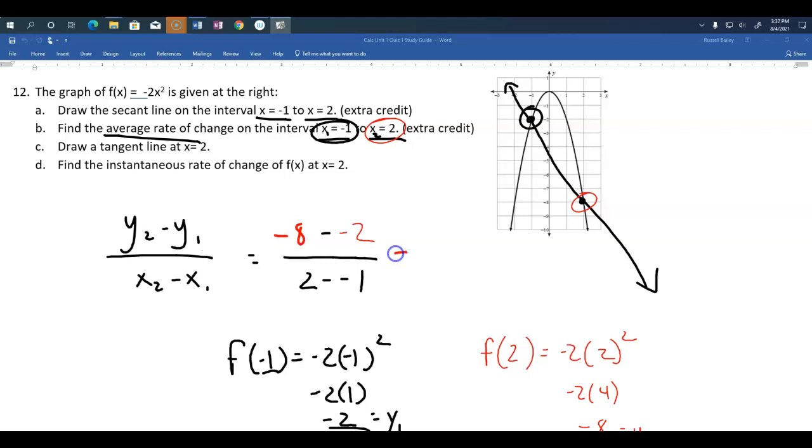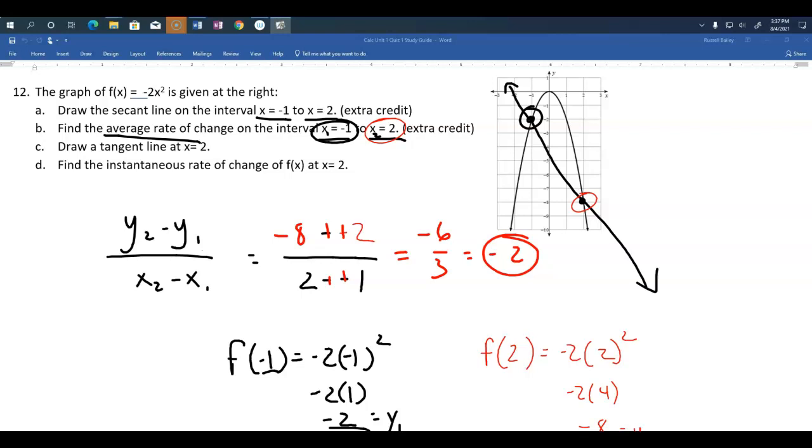So from there, we can go ahead and find that average rate of change. So -8 plus 2 is -6, and that's over 3. And so my average rate of change would be -2. So that's how you can find the average rate of change, just by doing that slope formula.